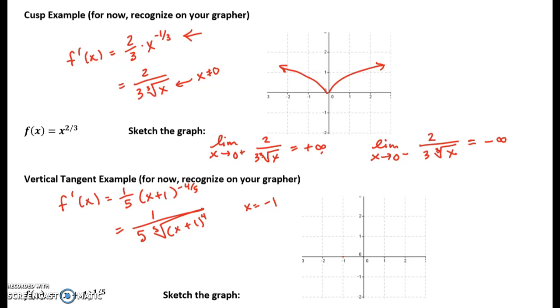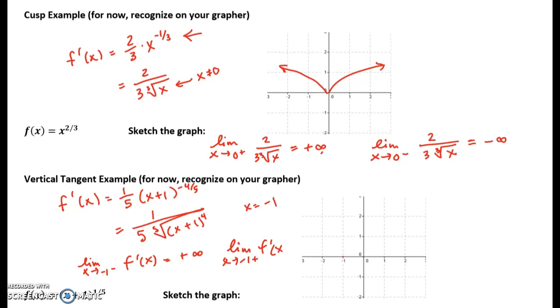And if I take the limit as x approaches negative 1 from the negative direction of f prime, I'm looking at the derivative now. So if I plug in something a little bit smaller than -1, well, I would take it to the 4th power, which would make it positive, and then I would take the 5th root of that, so I would get a positive infinity.